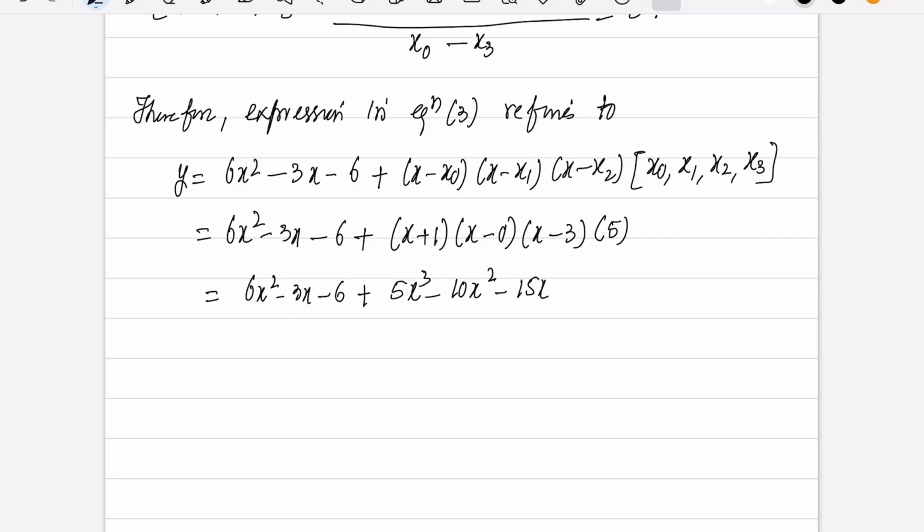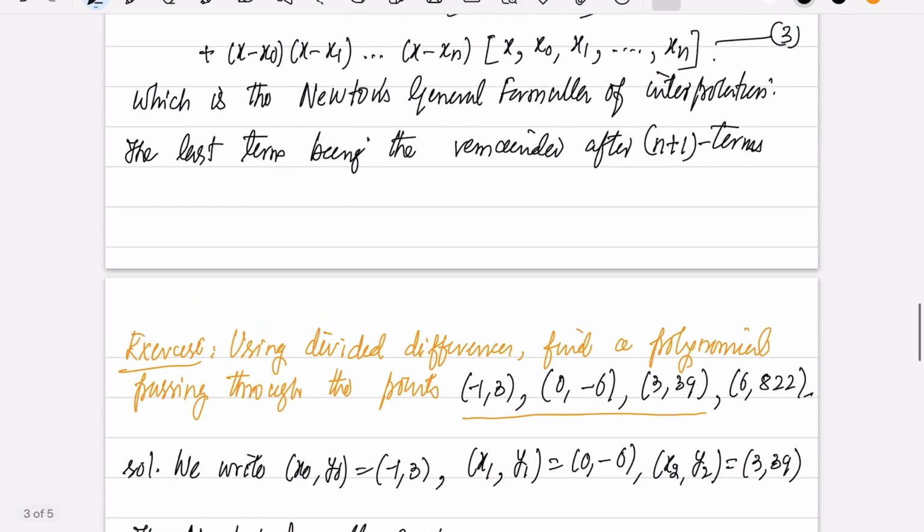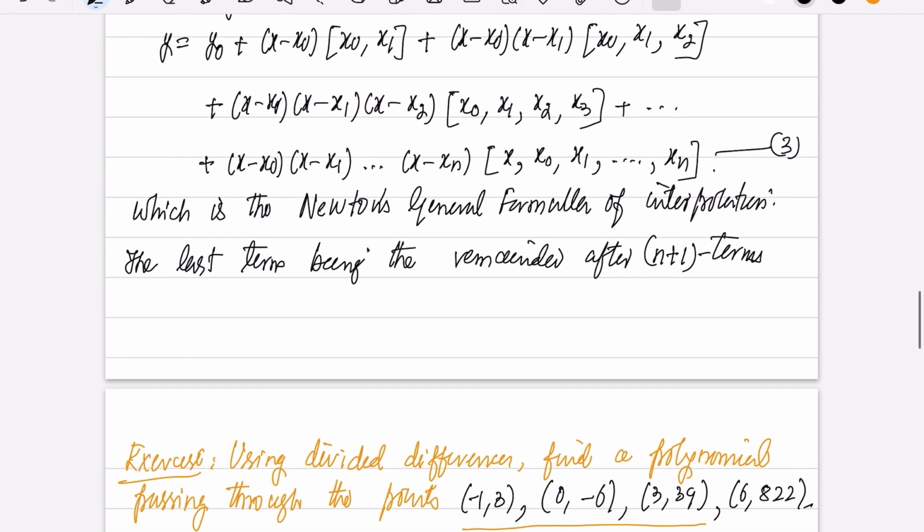So this product is just the expression for this. Now finally adding these terms, we get 5x cube minus 4x square minus 18x minus 6. So this is the final answer, which is a polynomial passing through these given 4 points. So this was all about Newton's general formula of interpolation.